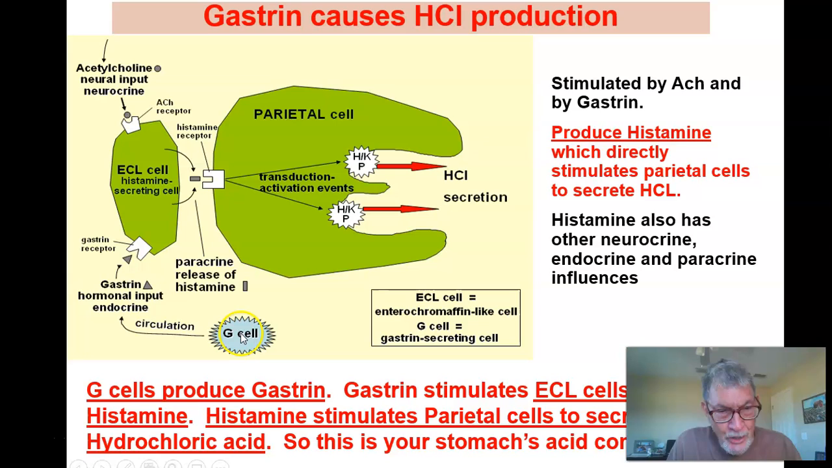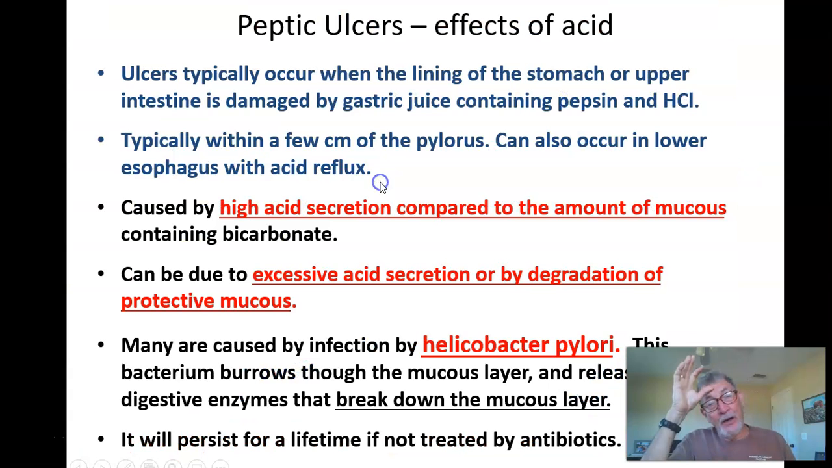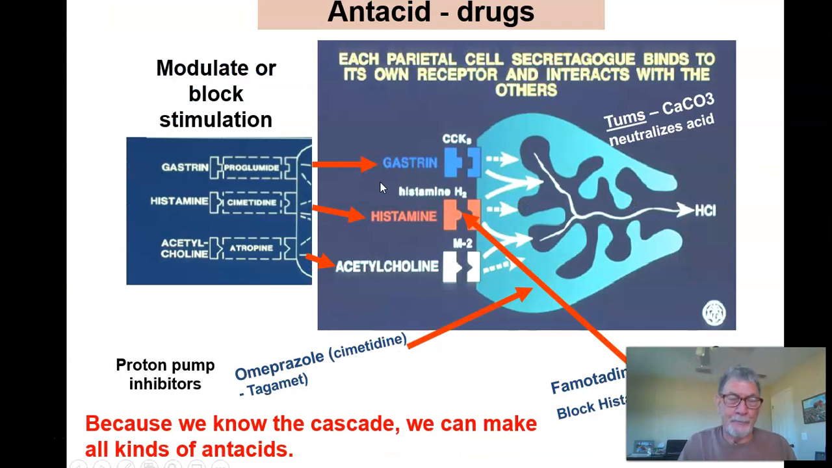Protein binds to G. G stands for gastrin, which makes gastrin, causes production of histamine, which causes the production of hydrochloric acid. Now here's why that's kind of important. Here we have gastrin being produced, and gastrin causes histamine production, which causes the production of hydrochloric acid.